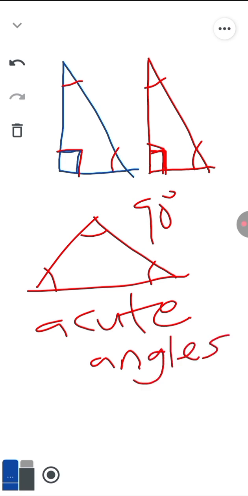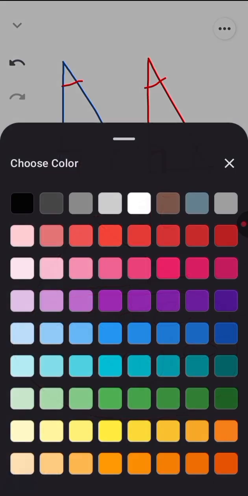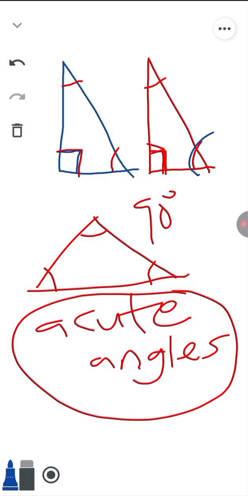Do you remember what acute angles are? They are angles that are not more than 90. Angles that are not what? 90 degrees. That's what we call acute angles, if you can still remember. Acute angles are angles that are not up to 90. So neither of these can be up to 90. I guess now the least they can be is let's say 89.